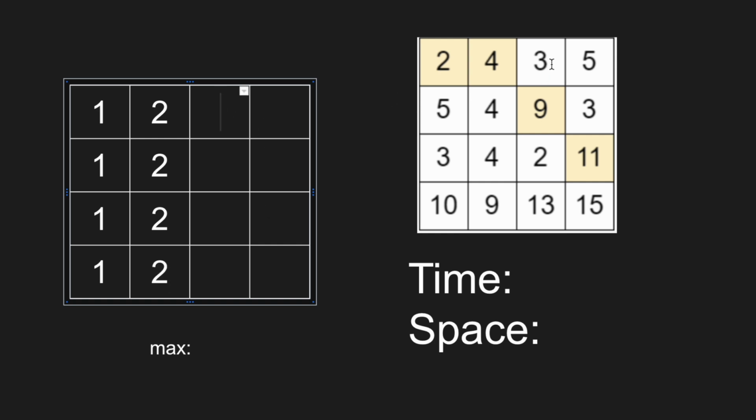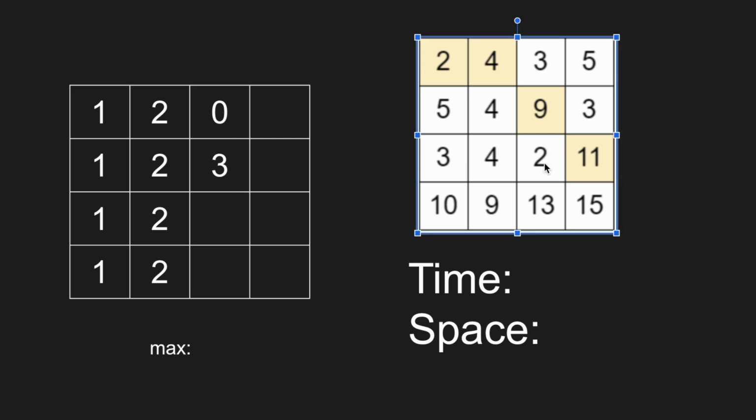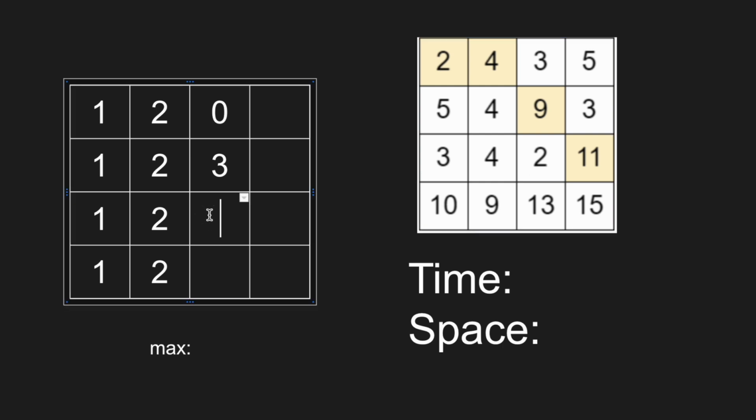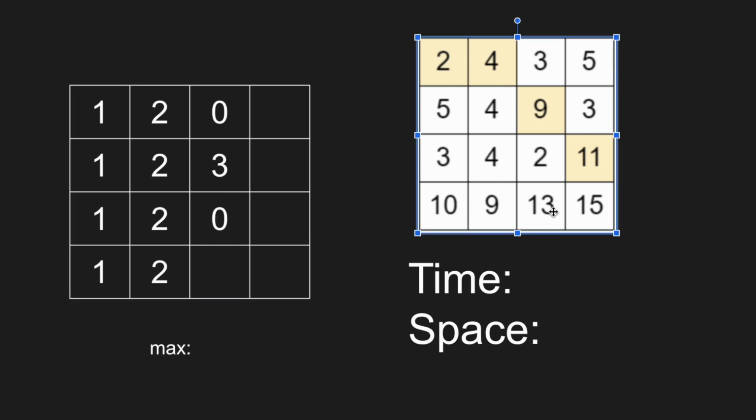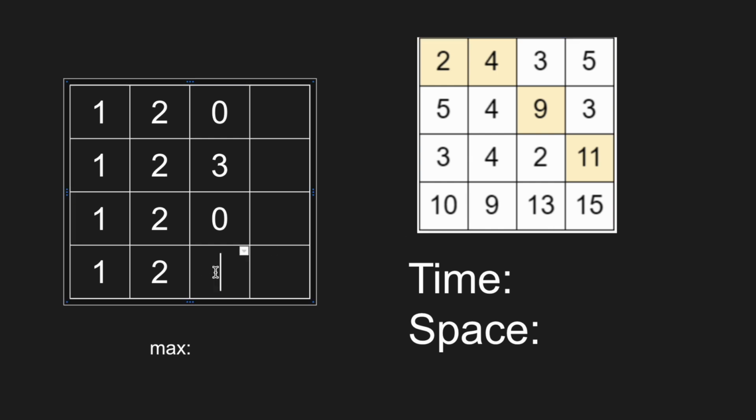Now let's look at 3. There is no path to 3. So we will put it as a 0 because 0 implies that there's no path to there. We look at 9. There is a path to 9 and it comes from 4. And 4 had the value of 2. So we will set it to 3. Now we look at 2. There is no path to 2. So we will put a 0. Look at 13. There is a path to 13. So we will put a 3 over here.